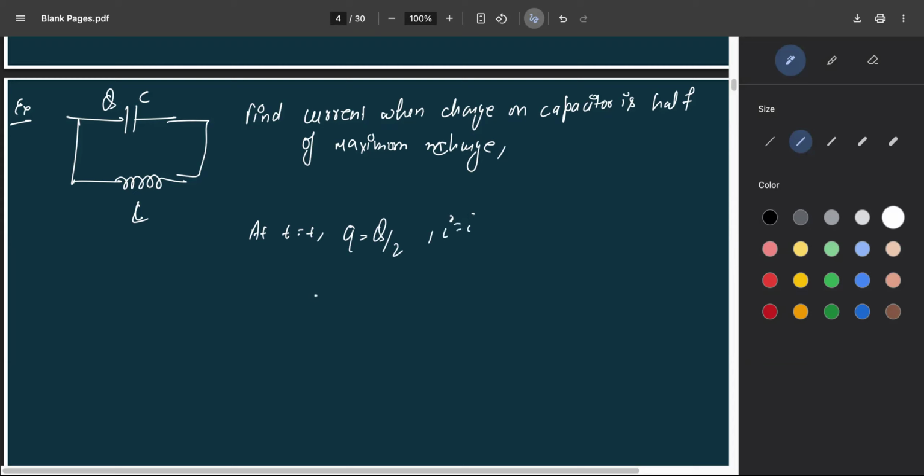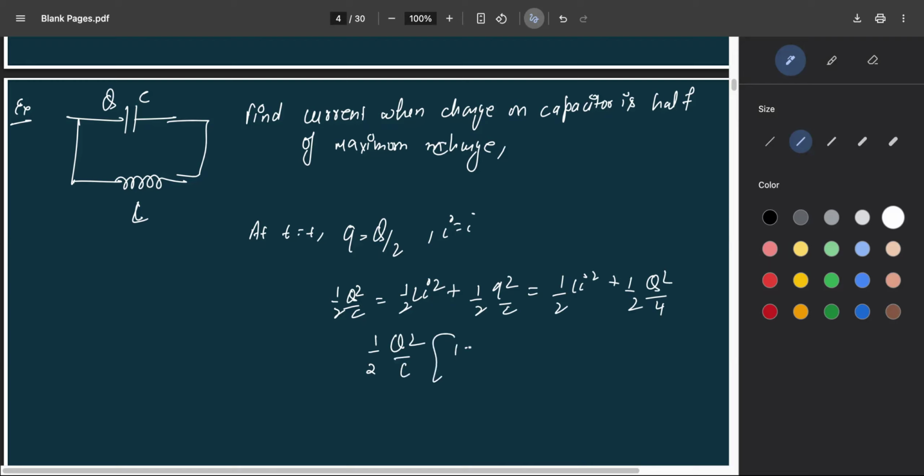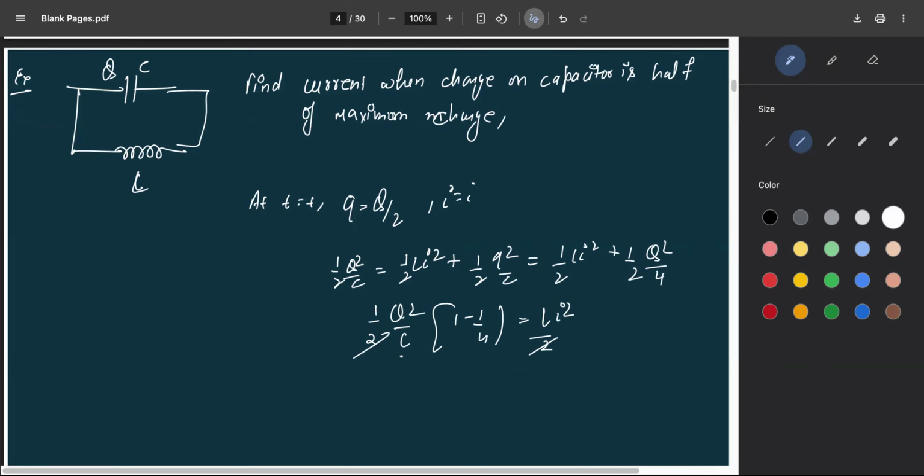You know very simple that what can be the maximum energy you can ever have? Half q square by c. What energy you will be having at the time when current is flowing I? Half Li square, and the charge in the capacitor is half q square by c divided by 4. So 1 by 2 q square by c, 1 minus 1 by 4, is equal to half Li square. Remove all the 2's from the equation.